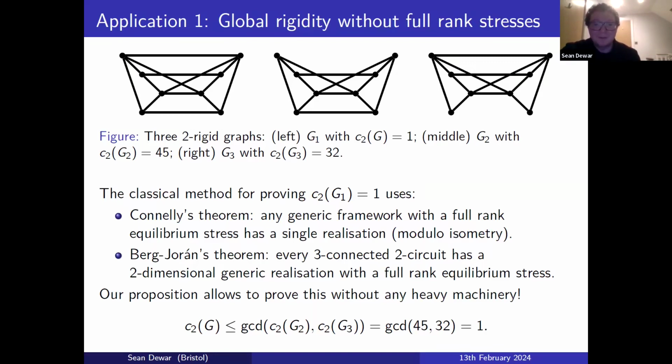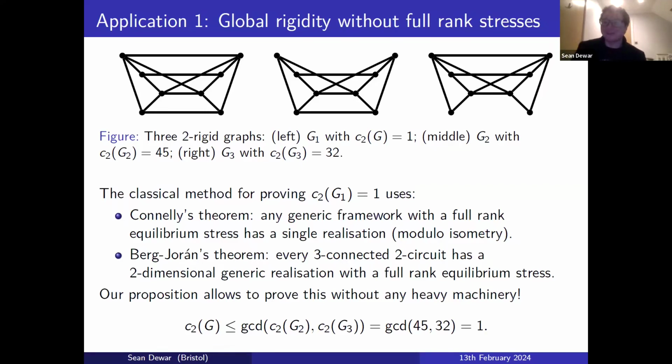Our proposition basically says that, okay, well, we know that the graph contains two minimally rigid subgraphs. That's the graph in the middle and the graph on the right. Their realization numbers are 45 and 32, respectively. We know that the realization number of our graph on the left has to divide both 45 and 32, but they have no common factors apart from one. So therefore, the graph on the left has to have one realization, therefore it's globally rigid. So that's a nice result right there.